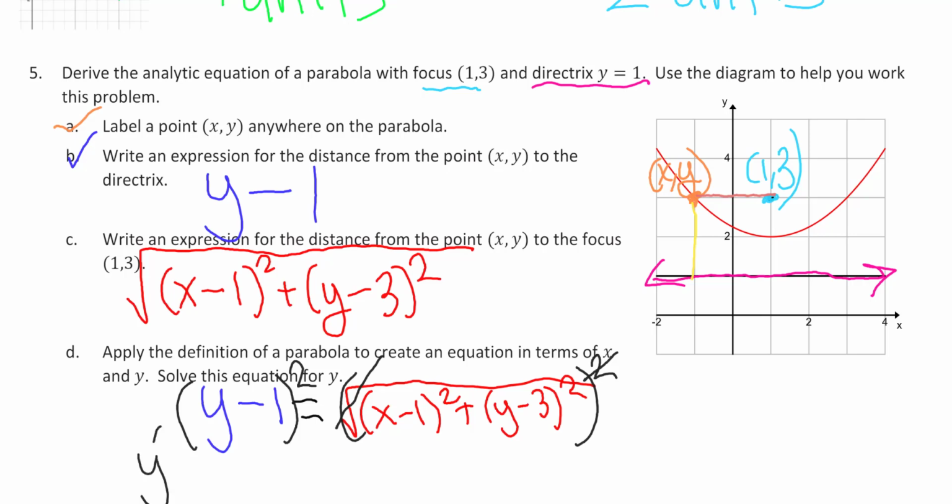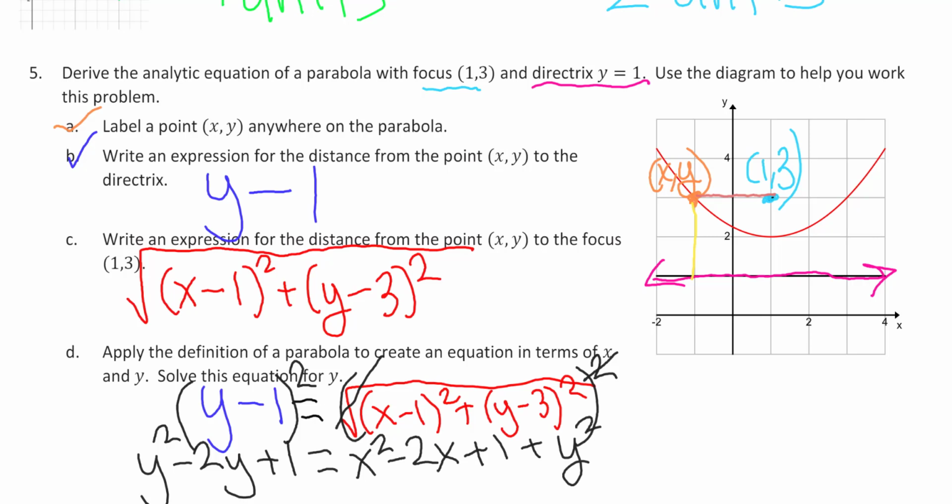That will give me y squared minus 2y plus 1 is equal to, and I'm going to expand the quantity x minus 1 squared. It'll be x squared minus 2x plus 1. When I expand the quantity y minus 3 squared, we get y squared minus 6y plus 9. Our next step would be to combine like terms.